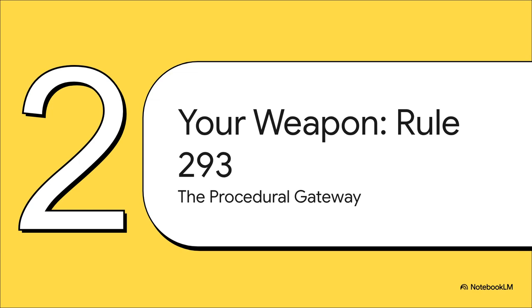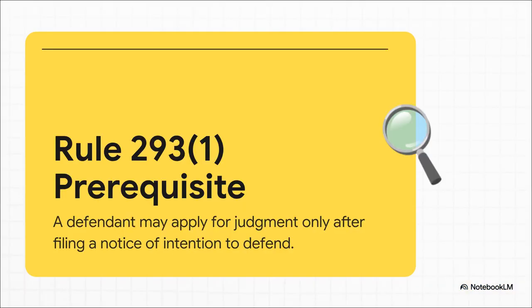This brings us to your weapon of choice, Rule 293. You can think of it like the court's bouncer. It's there to stop claims that have no business being there from ever getting inside. But, and this is a big but, to even get the bouncer's attention, you have to follow a very specific first step. And here it is. This is the one you need to tattoo on your brain for the exam.